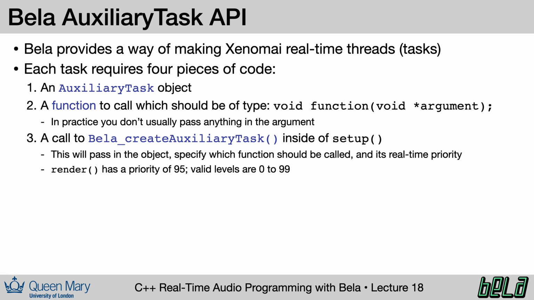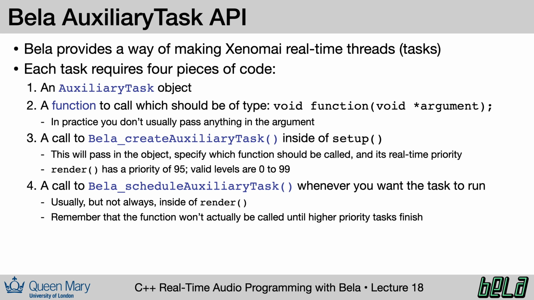Render runs with a priority of 95, and in almost every circumstance, you'll probably want the priority of your auxiliary tasks to be lower than the priority of render. The last thing you need to run a second thread is to make a call to the function Bela schedule auxiliary task. You do this whenever you want your function to run. Oftentimes in Bela code, you'll schedule your auxiliary tasks from within render, but it doesn't have to be that way. Remember that if you are calling schedule auxiliary task from within render, that function is not going to run right away. It will only run once render is finished and its higher priority task has gone to sleep.